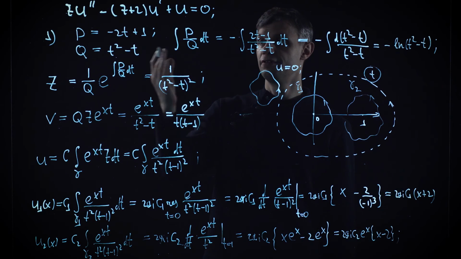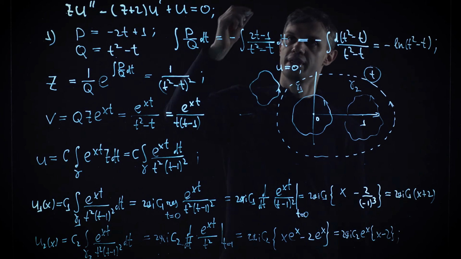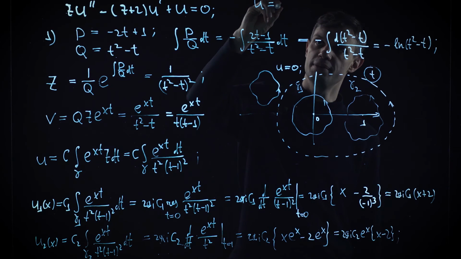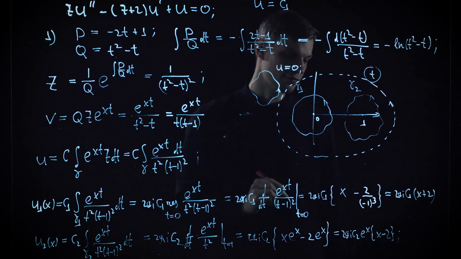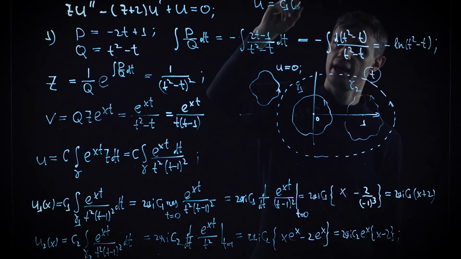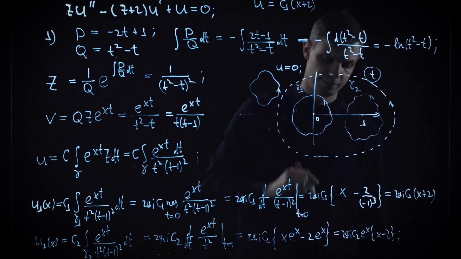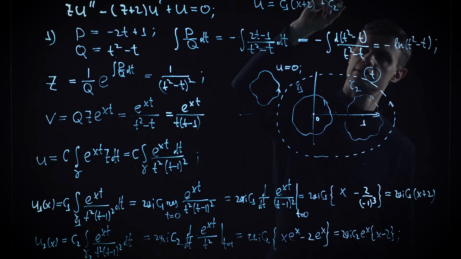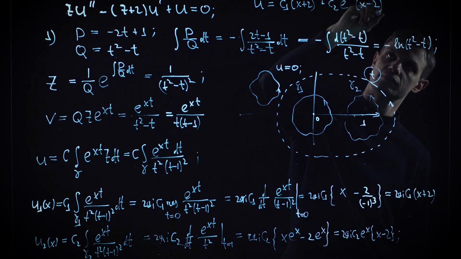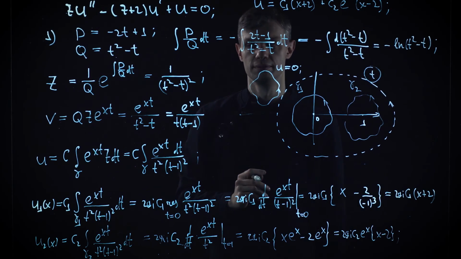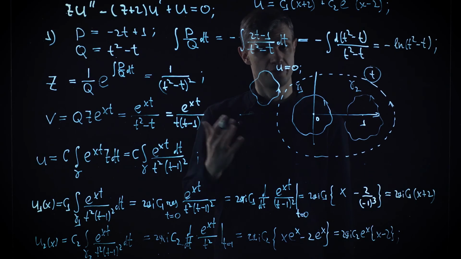So now we get the full answer for this differential equation. It's a linear combination of two functions. The first one is basically x plus 2, and the second one is e to x times x minus 2. So that's it for the first exercise.